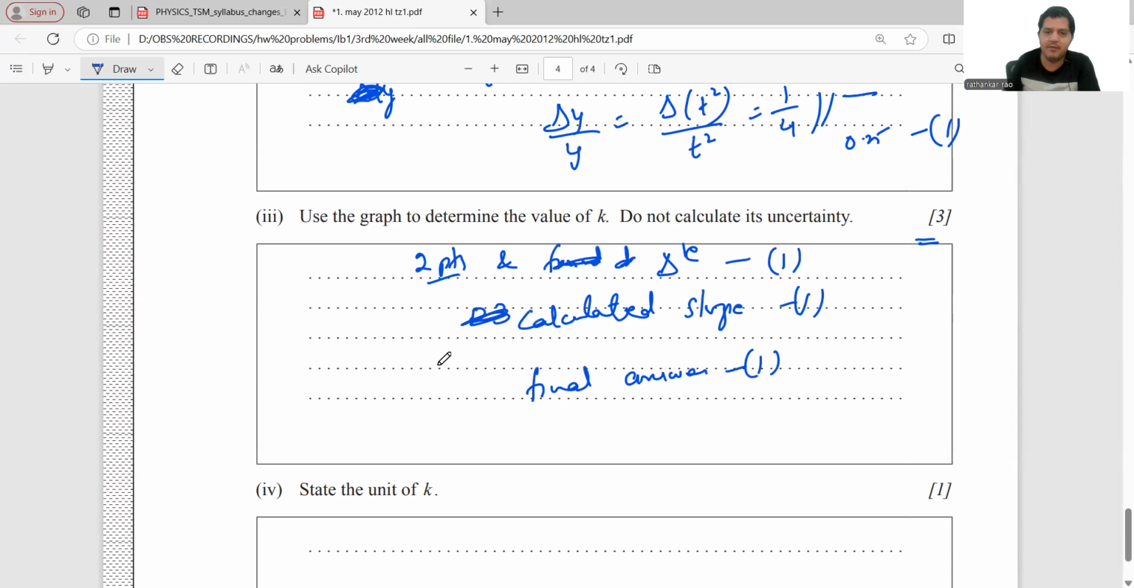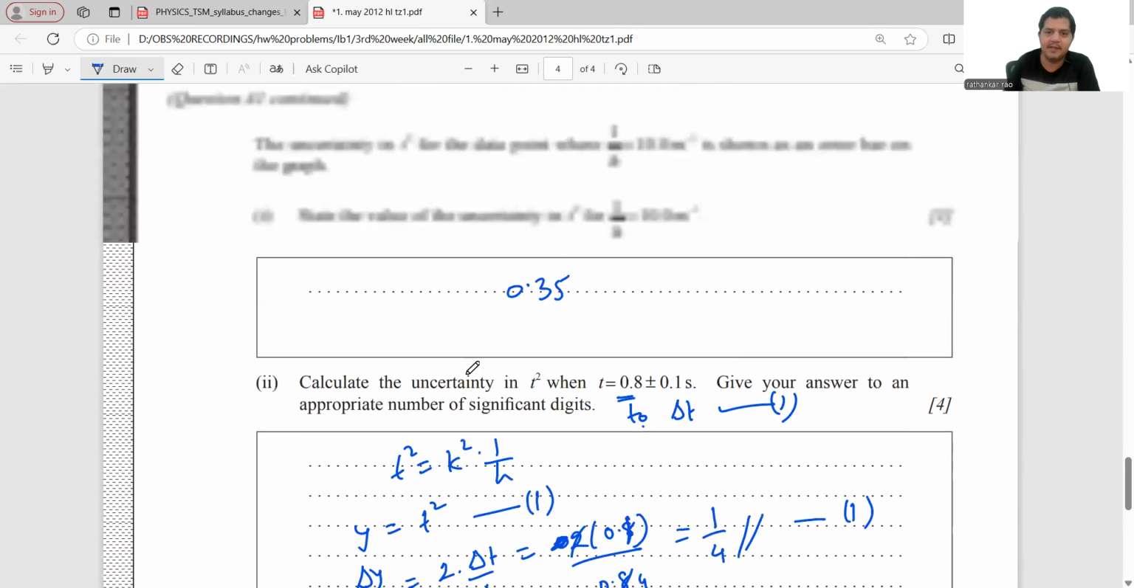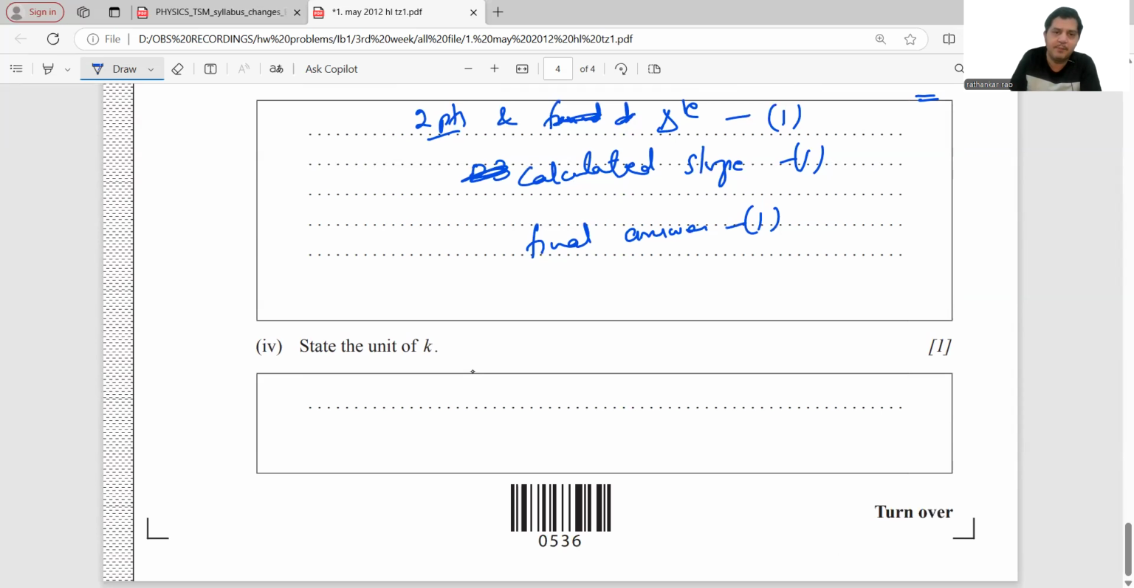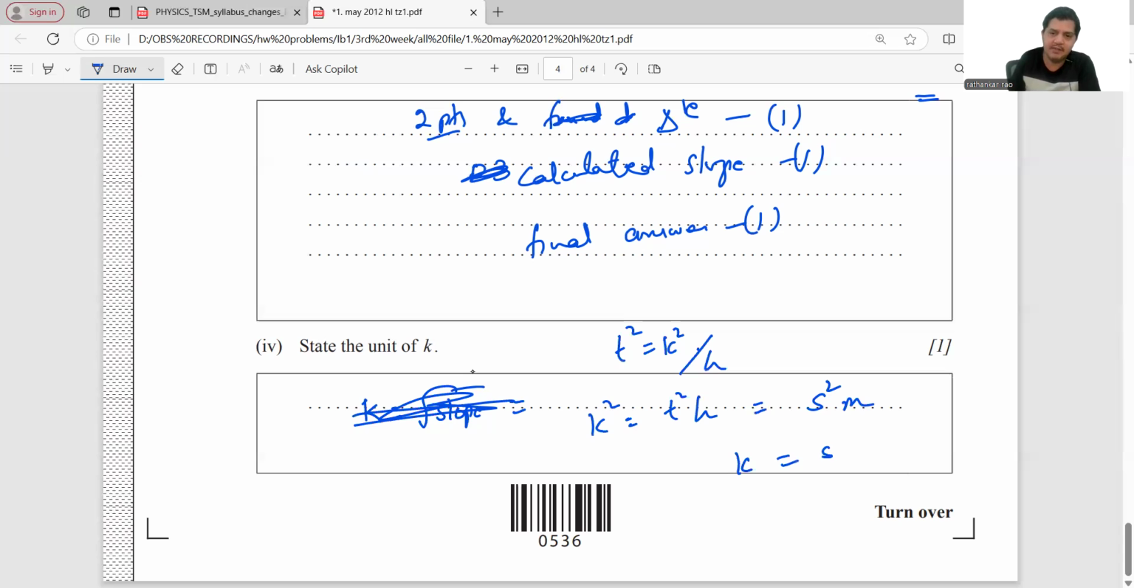Okay, state the value of k and the unit of k. Once again, now what we have is the slope. K is equal to the square root of slope. And what was the equation? The equation was t square equal to k square divided by h, right? This is what we have. No need of going to this also. You can directly take here and say k square is equal to t square into h. What is t square? T square is second square. What is h? H is meters, right? So k should be equal to second meter to the power of half. This should be your answer.